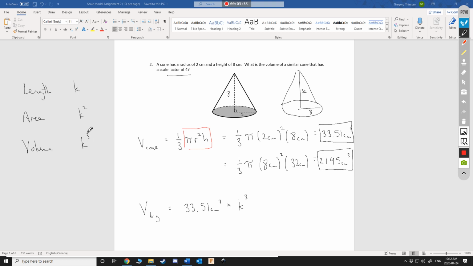So I'm going to say, okay, k is 4. 4 to the power of 3 is going to be 64. So if I multiply 33.51 centimeters cubed times 64, lo and behold, we get 2,145 centimeters cubed, which is the exact same value. Again, 2 ways to solve for these questions.